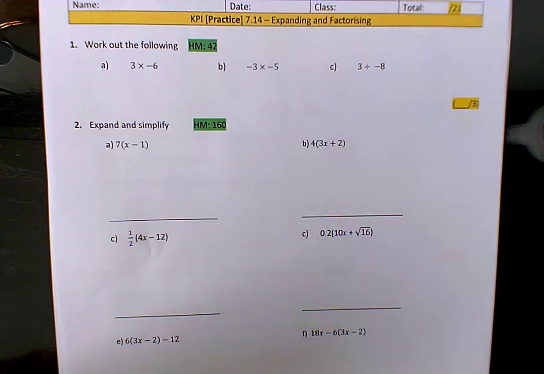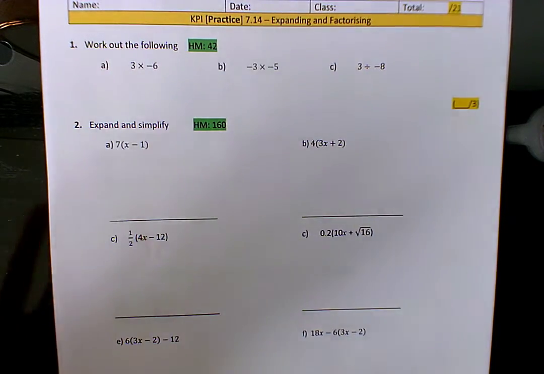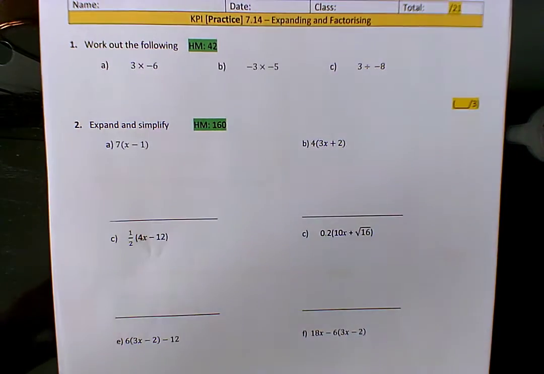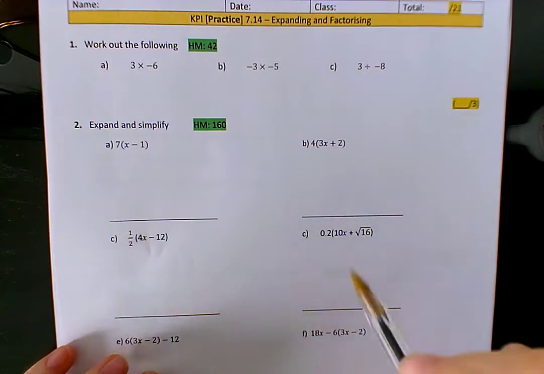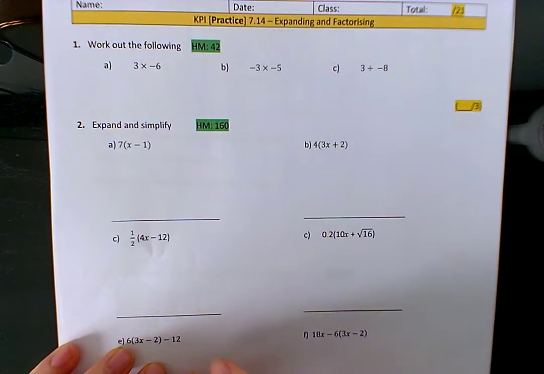Otherwise, for the rest of you, I'm going to do this practice KPI test, and you can watch me do it. I'll talk through what I'm thinking as I do each question, so that you can green pen mark your answers. We'll be doing the real KPI test in our next lesson on Friday. So I just want to give you all the opportunity to make sure we're fully okay with this expanding and factorising work. So the first one, we're just looking at some negative numbers.